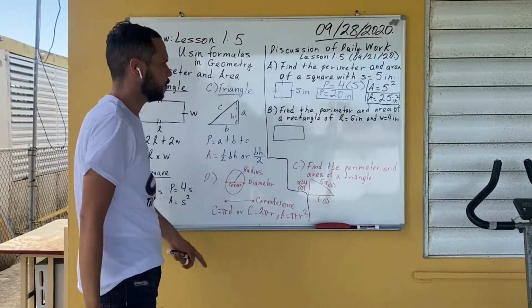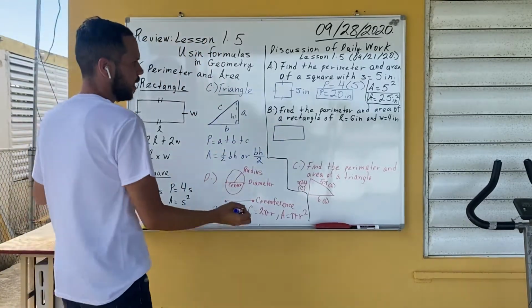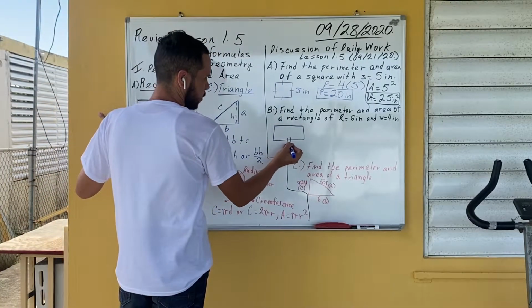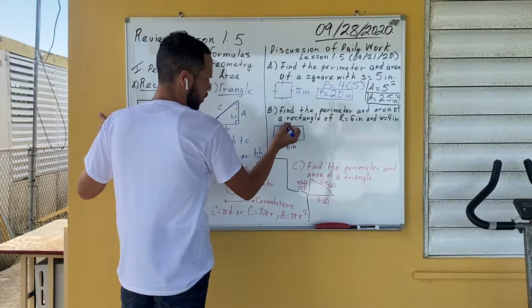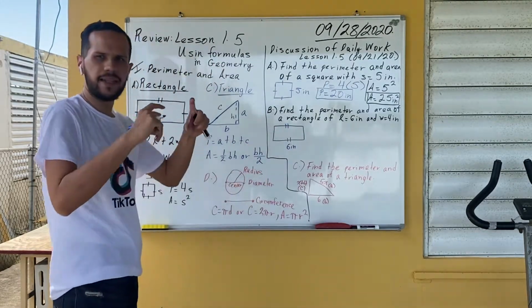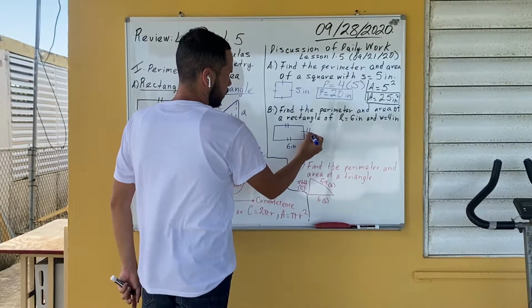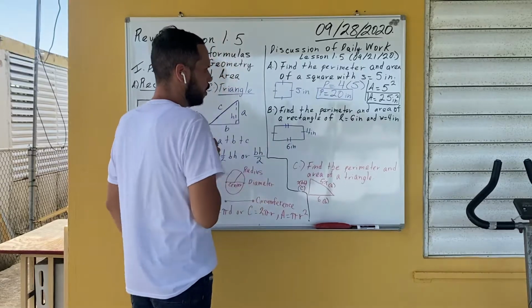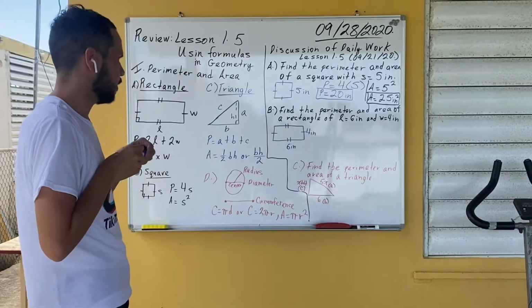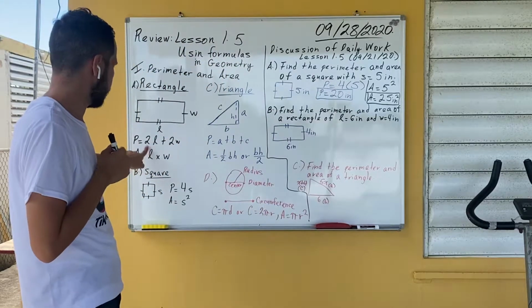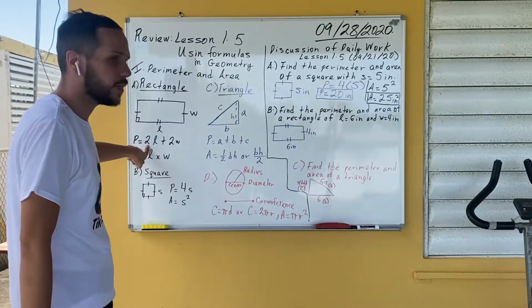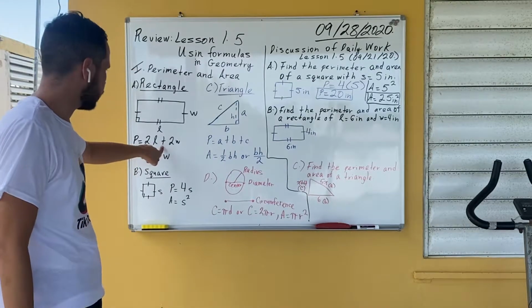Okay. So the length in this case is 6 inches. Okay, 6 inches. So here we're gonna have the same length. Okay, and the width, el ancho, is gonna be 4 inches. Okay, so let's use both formulas. I'm gonna start with the perimeter formula. The perimeter formula for the rectangle is 2 times the length plus 2 times the width.